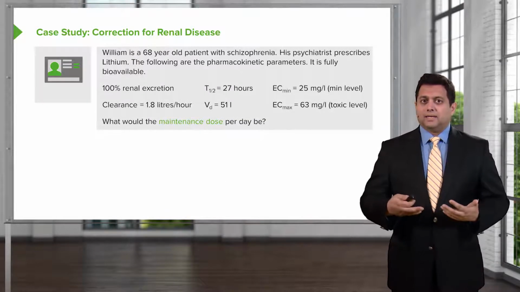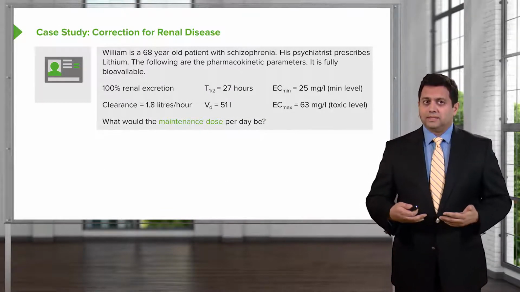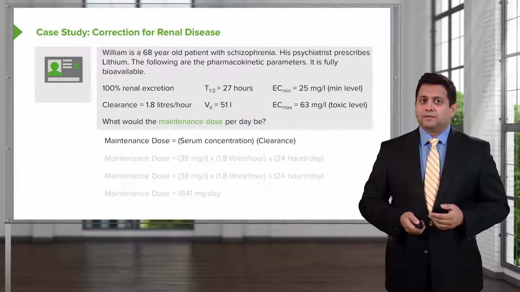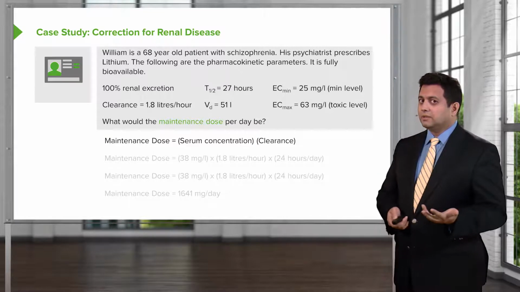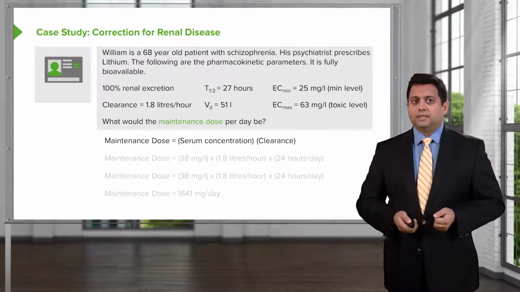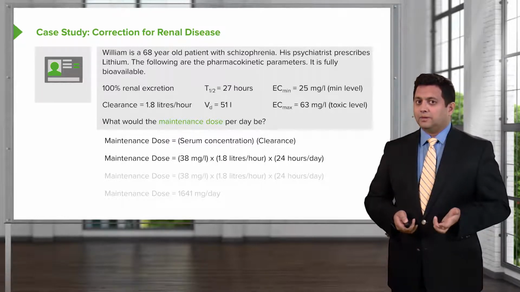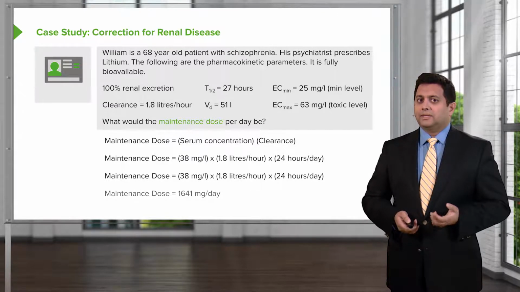Now let's correct for renal disease. What would the maintenance dose per day be? So the maintenance dose is going to be the serum concentration times the clearance. The maintenance dose is 38 times 1.8 times 24, which will give you 1,641 milligrams.